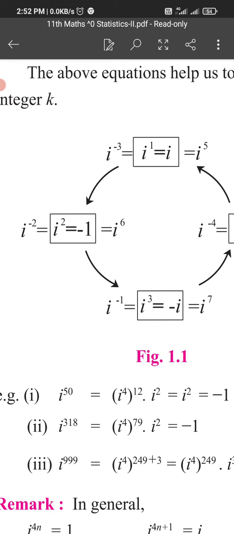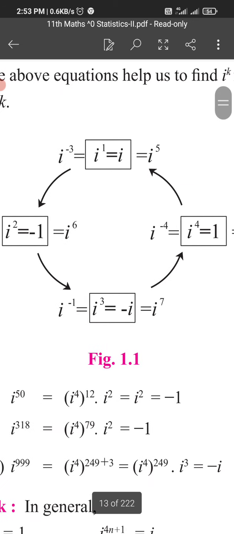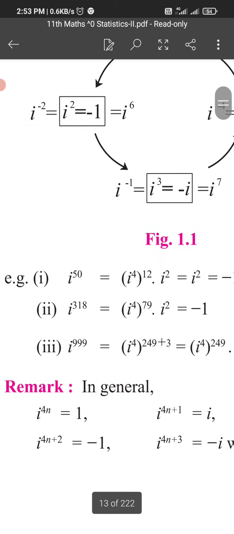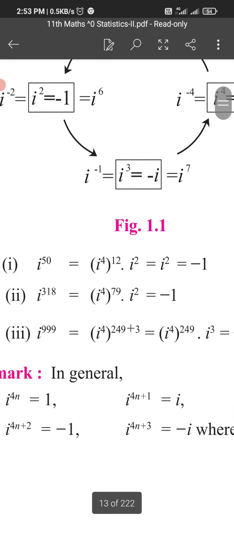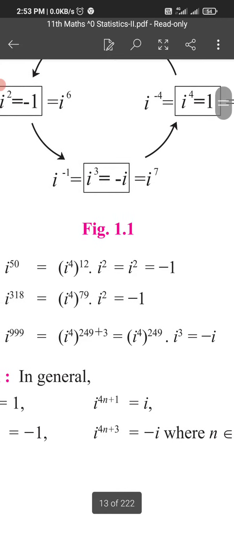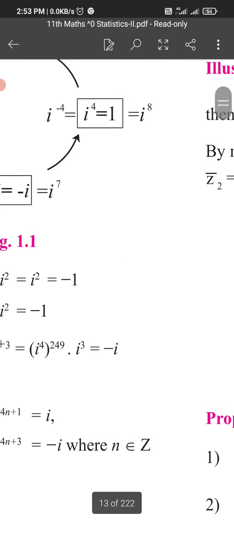i raised to 999. i raised to 4 into 249 plus 3. That is i raised to 4 into 249, that is 1 into i cube, is equal to minus i. In general, i raised to 4n is equal to 1, i raised to 4n plus 2 is equal to minus 1, i raised to 4n plus 1 is equal to i, and i raised to 4n plus 3 is equal to minus i, where n belongs to Z.